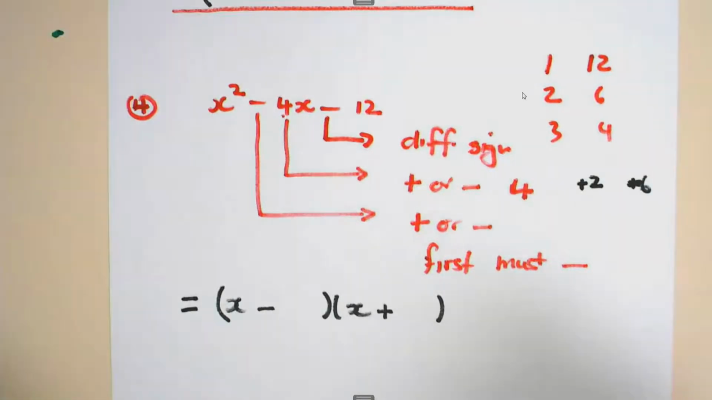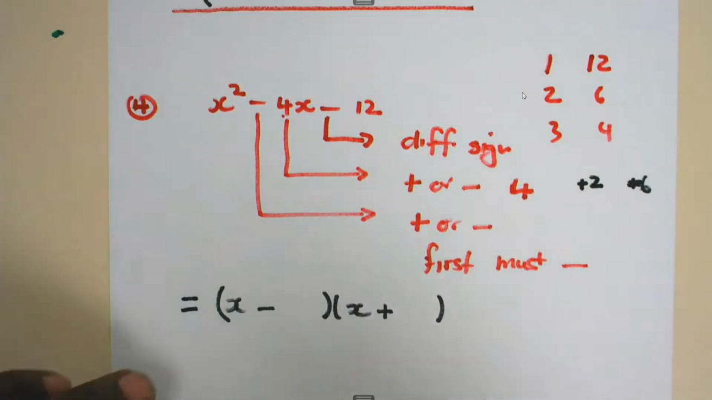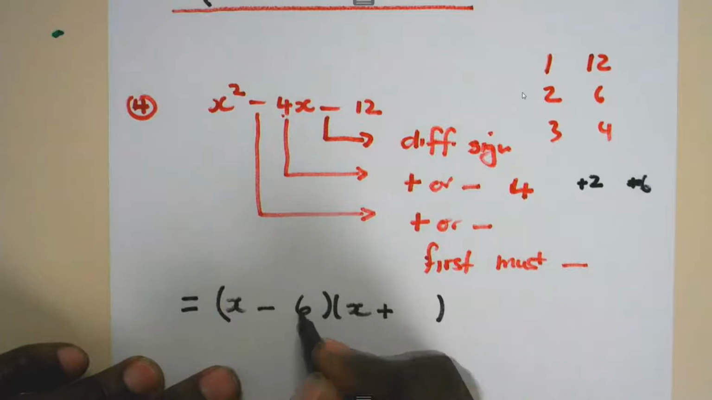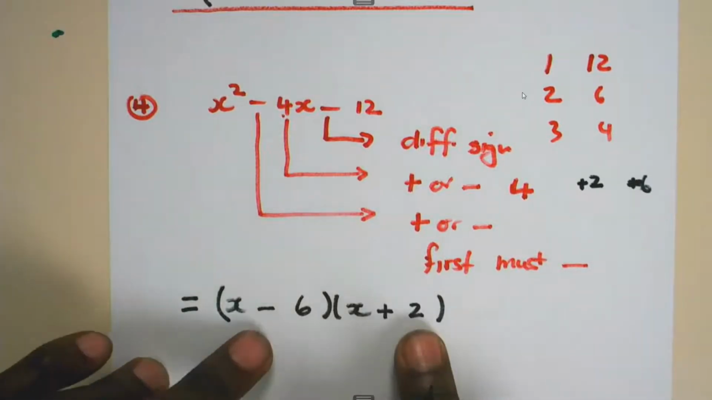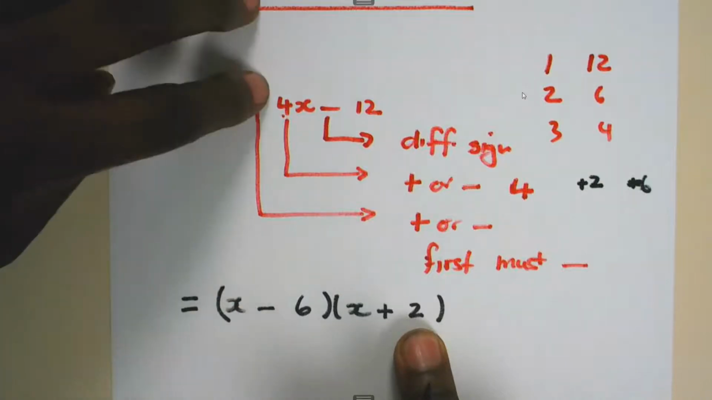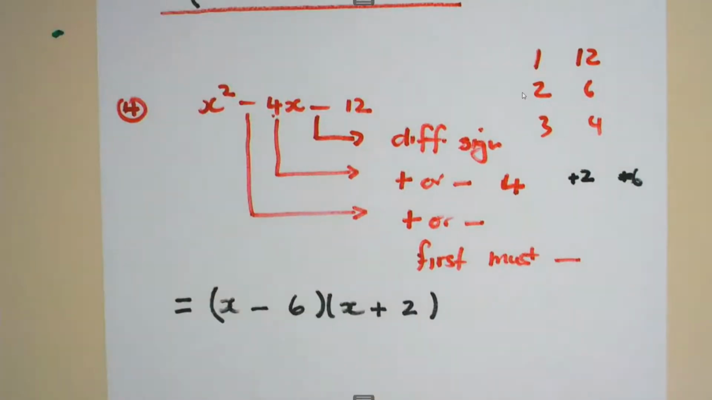So always start with the higher or the greater factor, which is going to be 6 here and 2 here. So when you add them, negative 6 and 2, you're going to get negative 4. These are the factors of the expression x squared minus 4x minus 12. That's all about the trinomial.